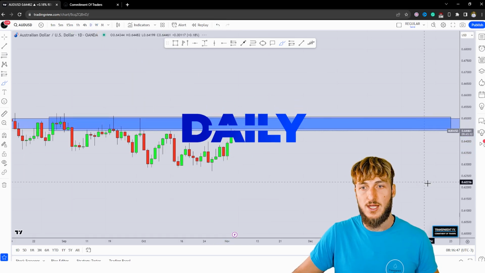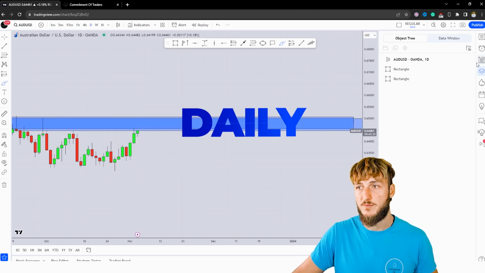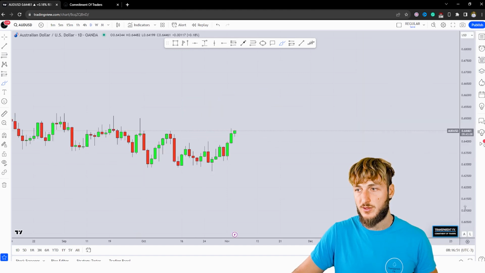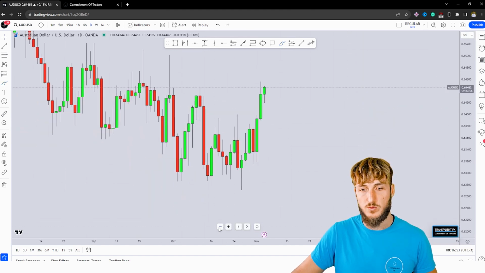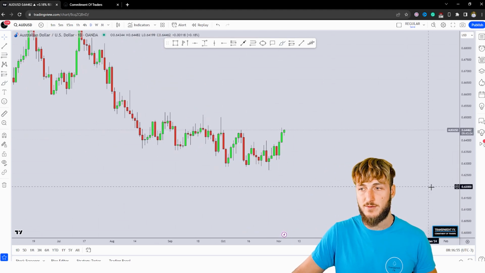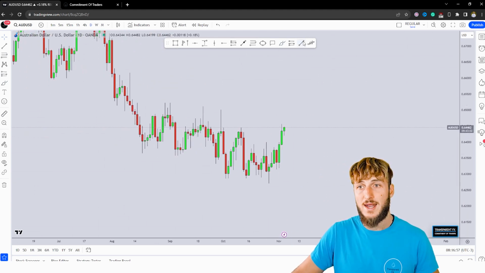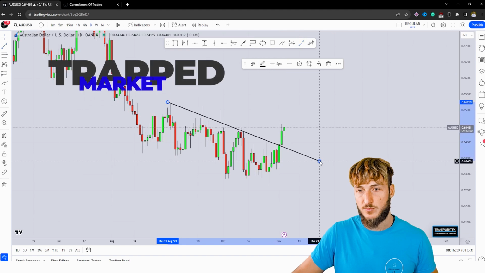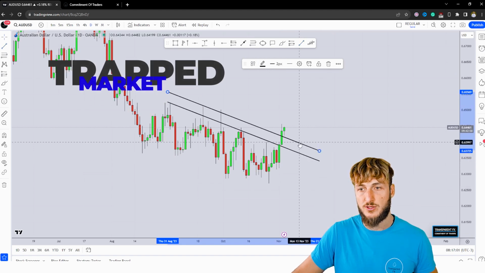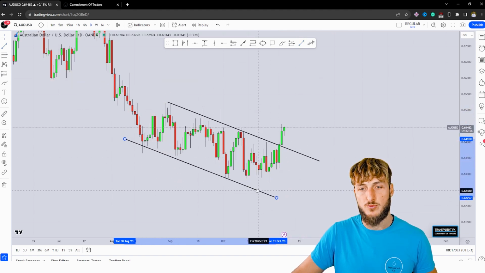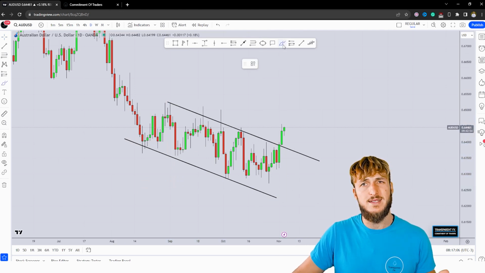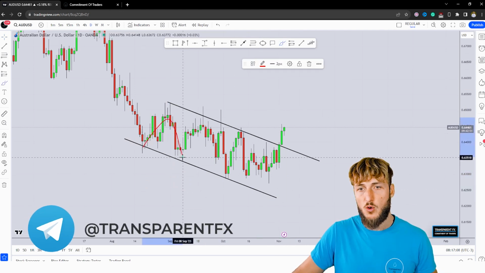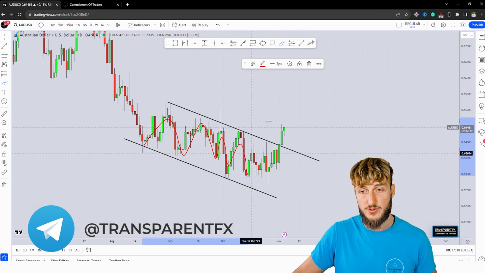Dropping down on the daily time frame, what do we see? Now let's clear up the chart to make it more simple. What we can see from a daily perspective is that clearly we had a market which was in a channel. We can see how we had the top of the channel here and we had the bottom of the channel here. Now, I did speak about AUDUSD while the market was inside of this channel.